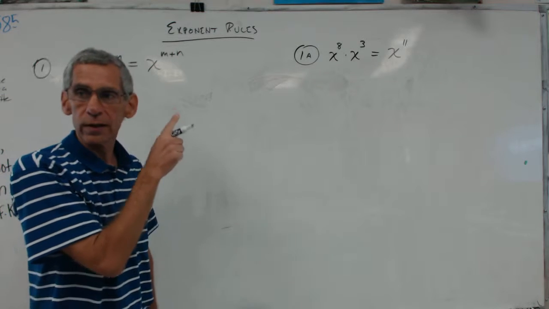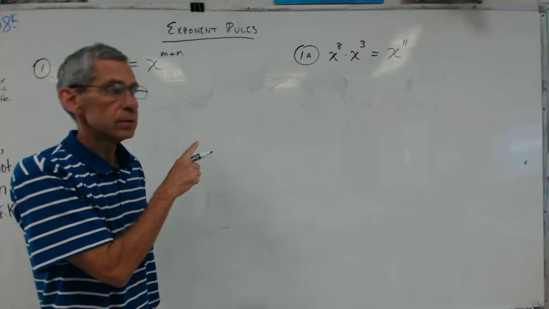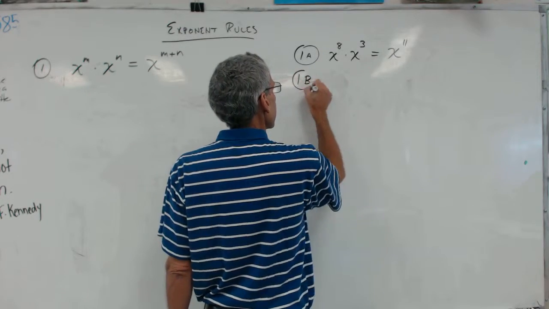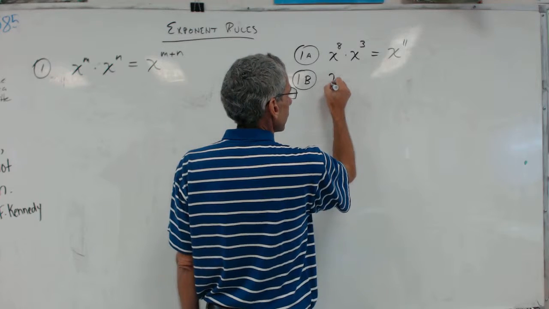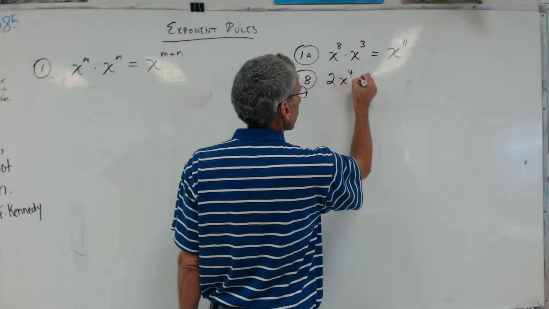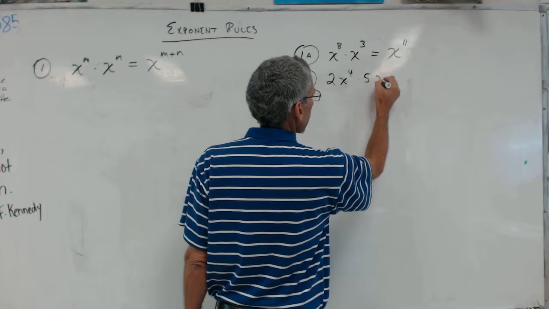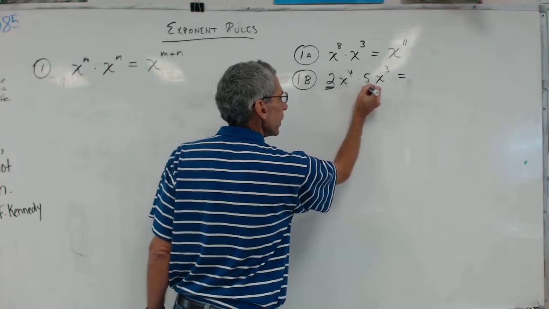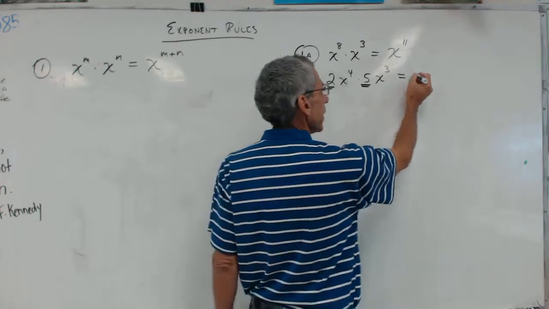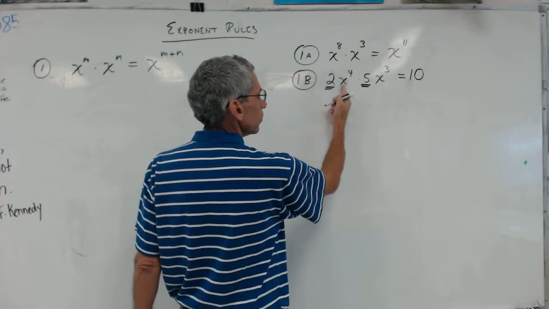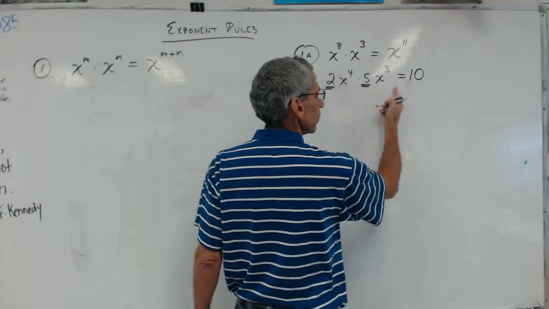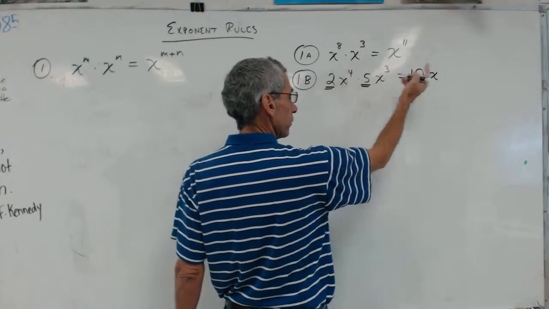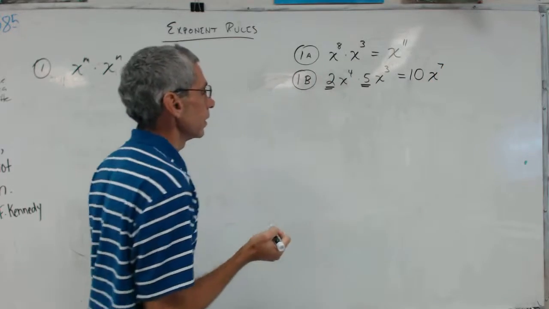Now, my guess is most of you are awesome at those. Am I right? But then, 1b, I could also add numbers in there: 2x to the 4th times 5x to the 3rd. In that case, I have to multiply those coefficients first. 2 times 5 is 10. And then I do my x to the 4th times x to the 3rd. So there's the same base, so I write my base, the x, and I add the 4 plus 3, 7. Right?